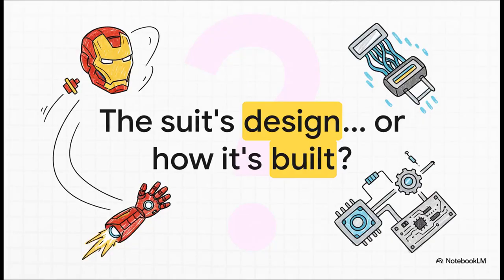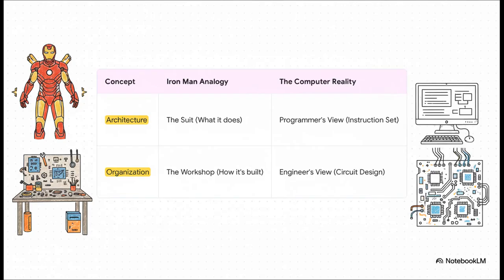So think about it. When we talk about Iron Man, what are we really talking about? Are we talking about what the suit can do? Fly, shoot lasers, all its cool functions? Or are we talking about the actual nuts and bolts inside? The wiring, the power source, the specific stuff Tony Stark used in his workshop? See? They're 2 totally different things. And that, right there, is the difference between computer architecture and computer organization.